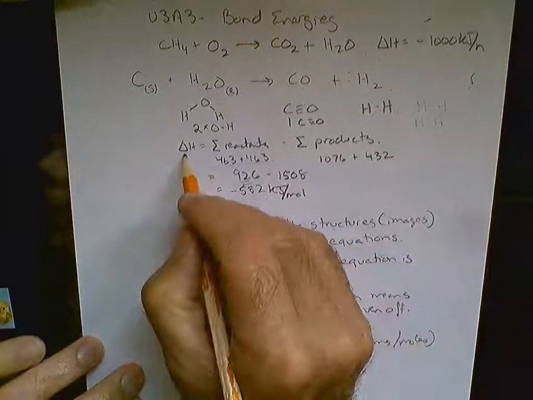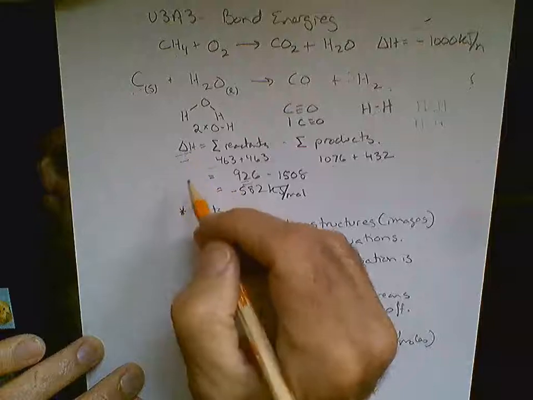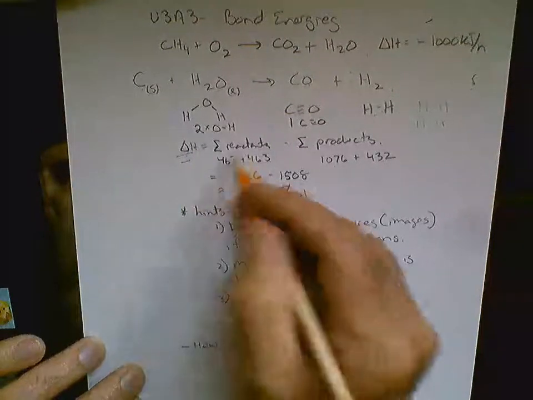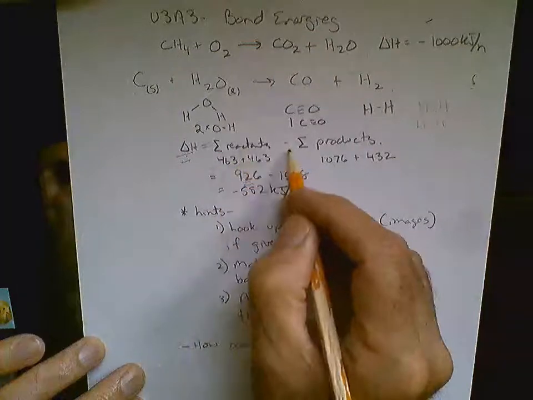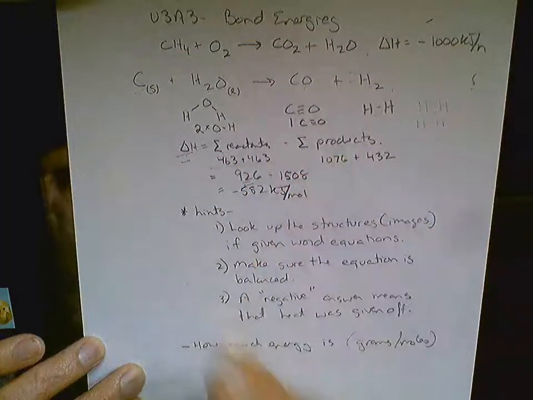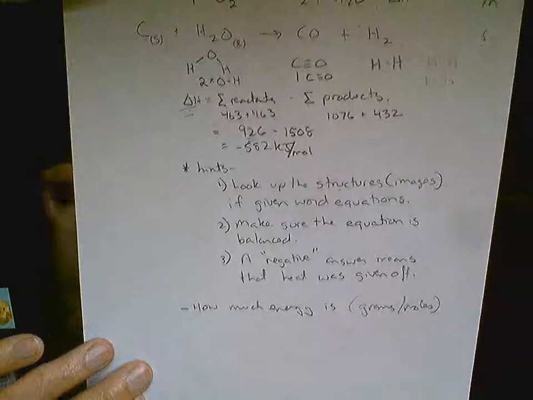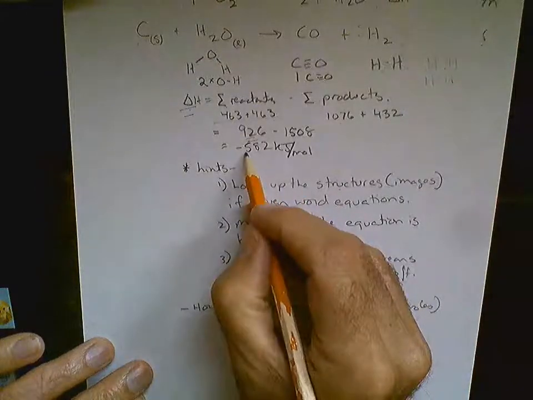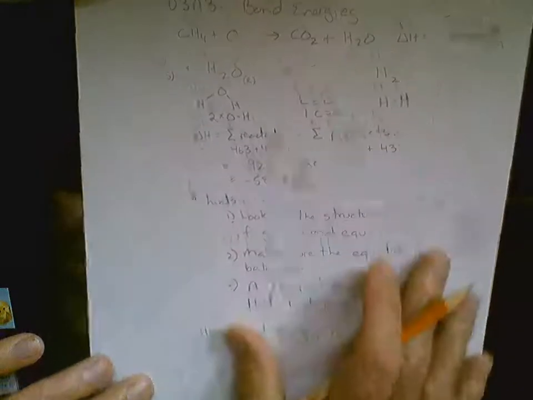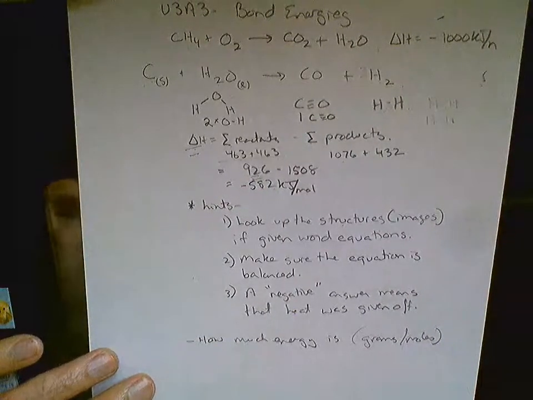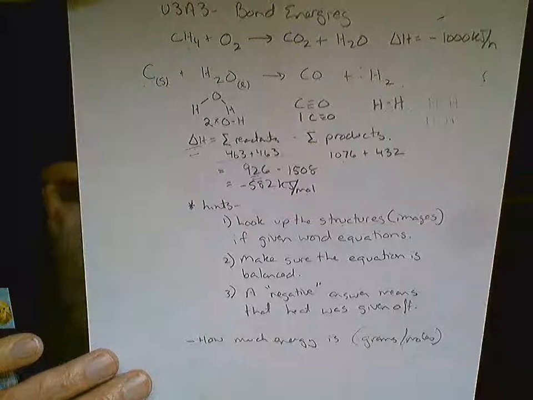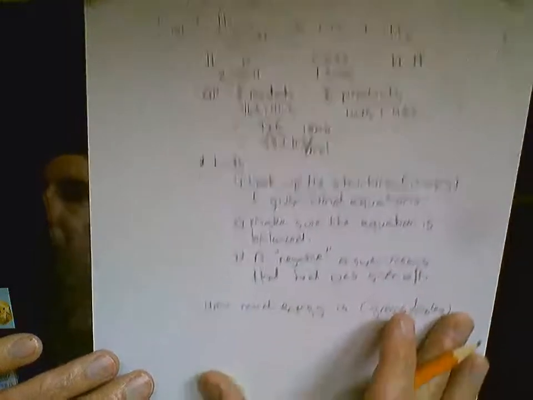In this formula, we're trying to find the heat. So delta H is the enthalpy or the heat of the reaction. This sign means sum of, add up all your reactants. This means sum of, add up all your products, just in case you're curious about that. This gives negative 582 kilojoules per mole of energy, which means that if you put your hand around this reaction when it went off, you could feel the heat coming off of it.